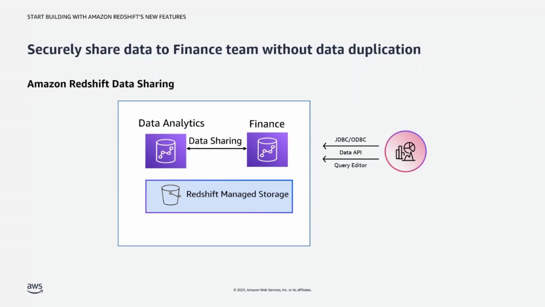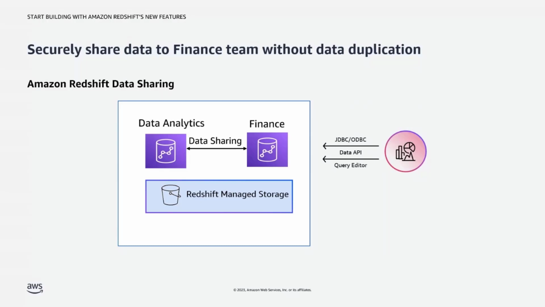When finance is going to run queries on this data share, it's going to use the compute resources of finance, and we are using Amazon Redshift serverless endpoint for the finance team. So the compute resources are consumed from the finance serverless endpoint, but it's directly accessing the Redshift managed storage of data analytics, providing them live transactional consistent view of the data.